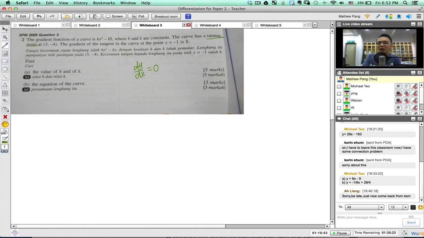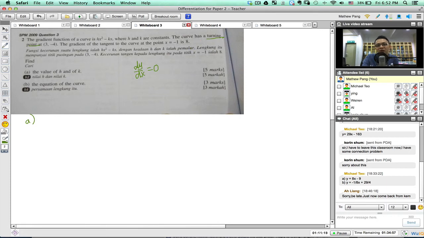So when I see two unknowns, I understand I will need two equations. I can form one equation easily using the turning point. I can form the other equation easily by using the gradient of the tangent. Because gradient of tangent means the curve and the tangent line have the same gradient at a certain point, right? So see how I get this 5 marks.